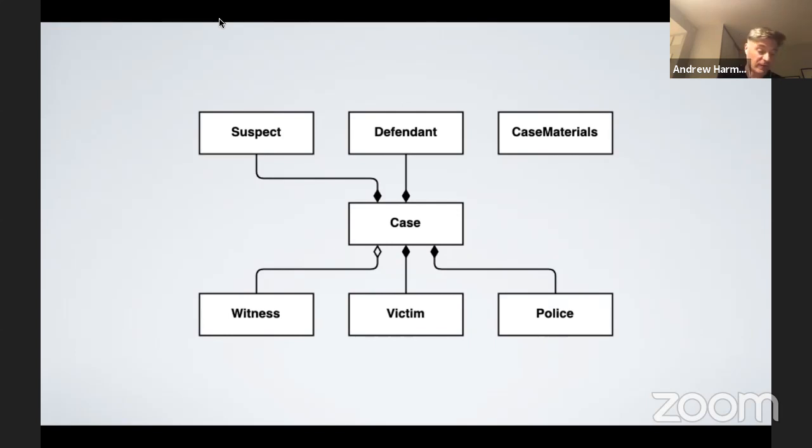You'd also expect to see case materials. Case materials are, for example, things like pieces of evidence, so physical evidence, or witness statements or victim statements, which you have in some legal systems. And these aren't just individual pieces of case material, but they have very specific and very detailed relationships with not just the case, but with the defendant or the suspect or multiple witnesses or whatever.